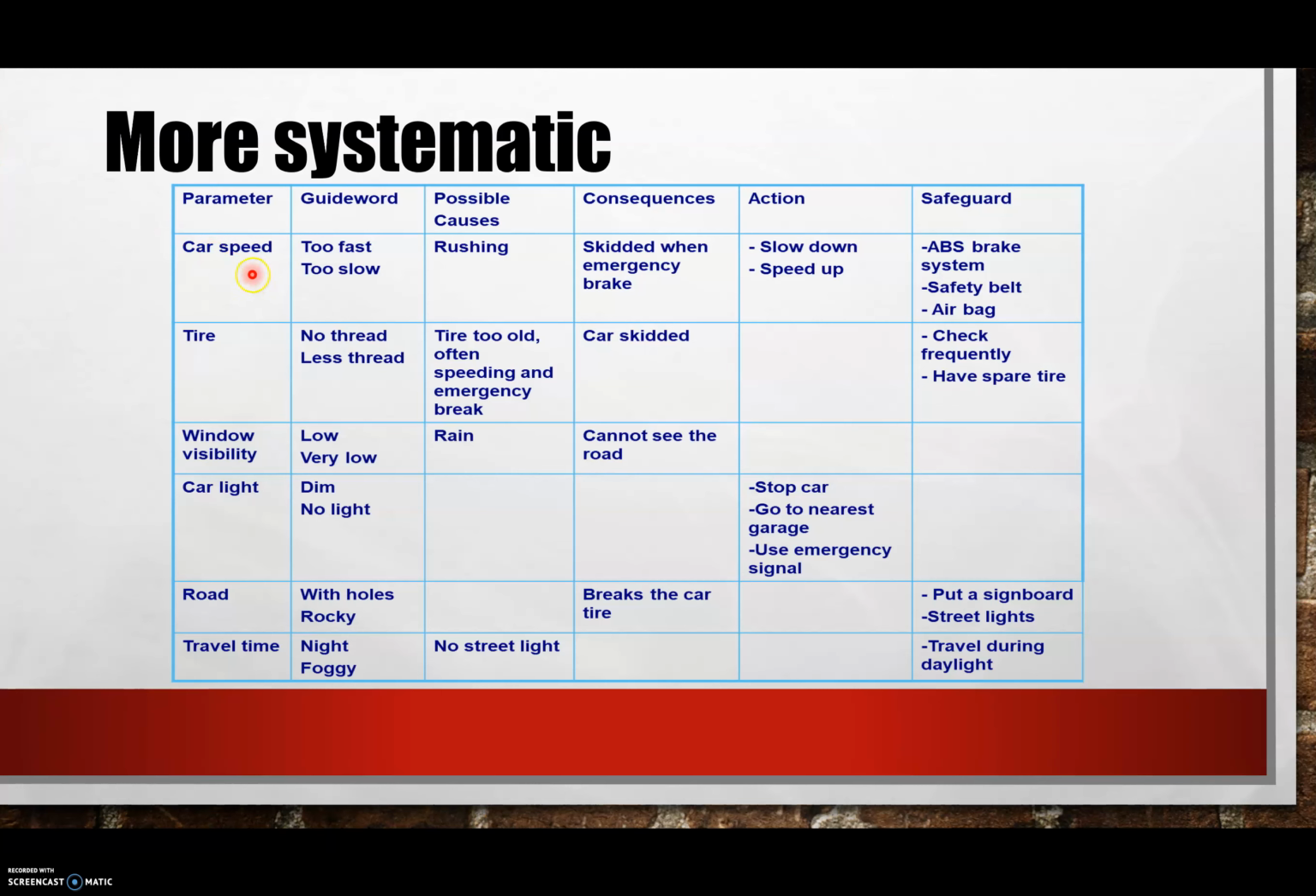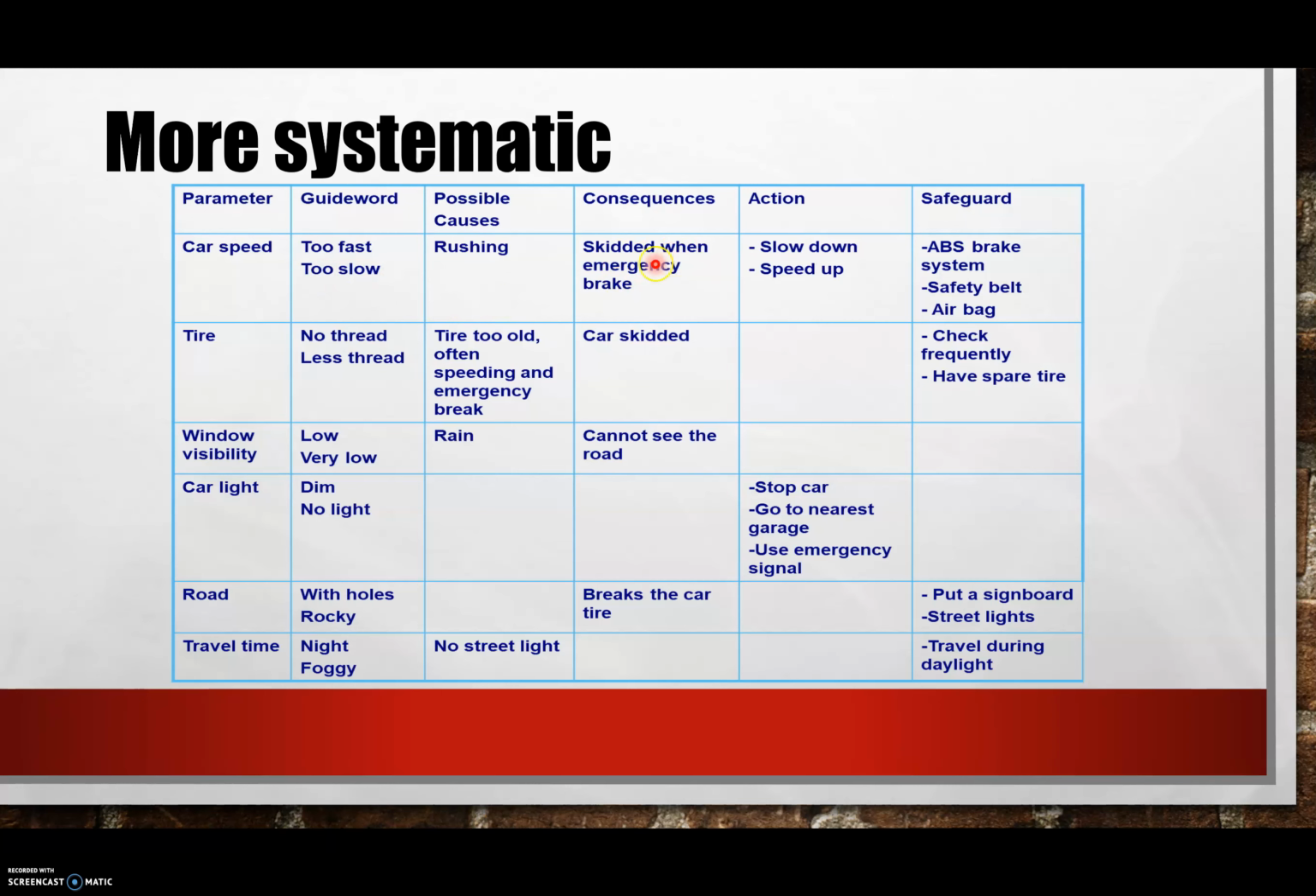You can see for car speed, you can go either too fast or too slow. Too fast can cause an accident, and even driving too slow can cause an accident. So for too fast, the possible cause is rushing, and maybe in another column for too slow, what is the possible cause? Enjoying, relaxing the scene, or trying to relax. Maybe that's a possible cause. If you are driving too slow, maybe the car has broken down. Those are possible causes.